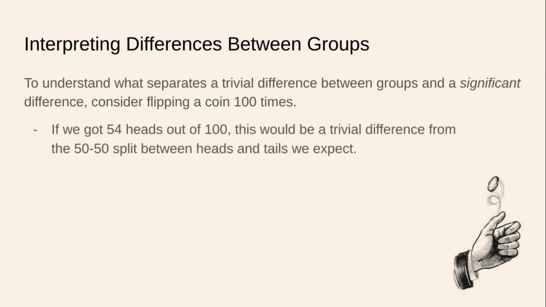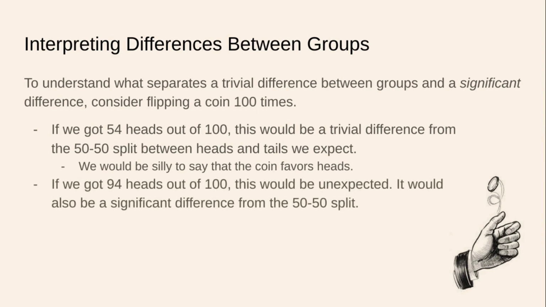If we got 54 heads out of 100, this is not a huge difference from the 50-50 split that we would expect. So we would expect to see 50 heads, 50 tails. That's the most likely result. However, 54 heads is very reasonable. We would not be surprised if we got 54 heads and 46 tails out of 100 coin flips. And we would be silly to say that this coin favors heads, all right? It just favored heads in these 100 flips, but is it going to favor heads in general? That would be a long shot. That's very unlikely. However, if we got 94 heads out of 100, this would be honestly nigh to impossible.